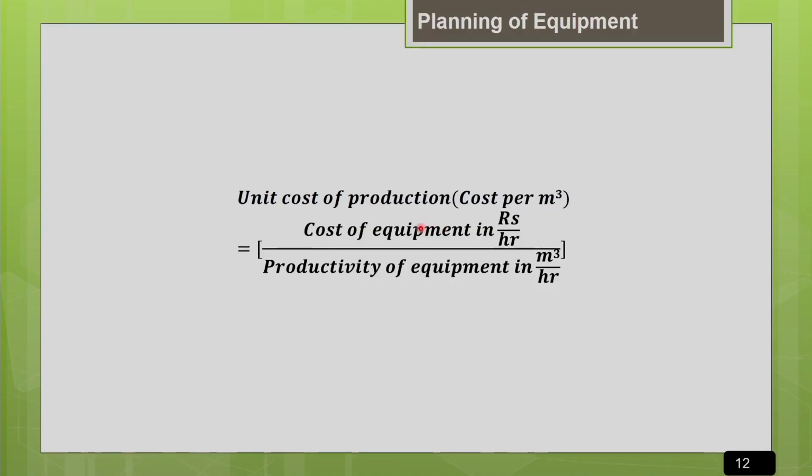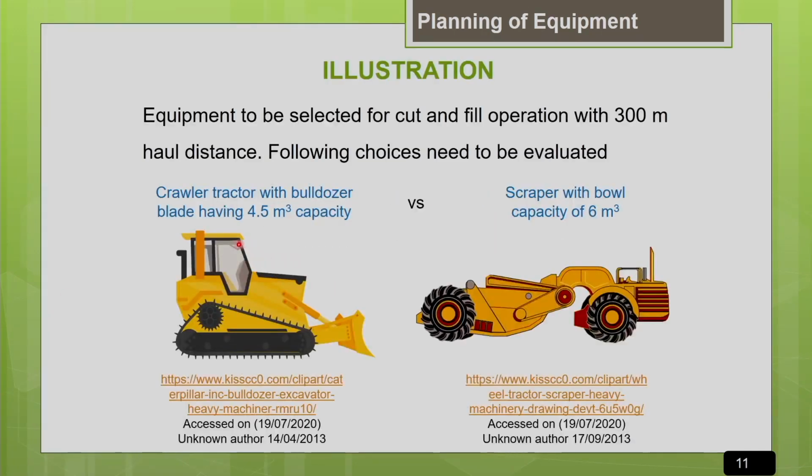As of now, you need to know how to estimate the unit cost of production associated with the particular job. For that you need to know the hourly cost associated with the machine and the hourly productivity of the machine. If you know that, you can estimate the unit cost of production for the particular job. Then you can compare both options: estimate the unit cost of production when you employ the bulldozer, and when you employ the scraper. Whichever gives you the minimum unit cost of production, you have to go for that particular machine selection.